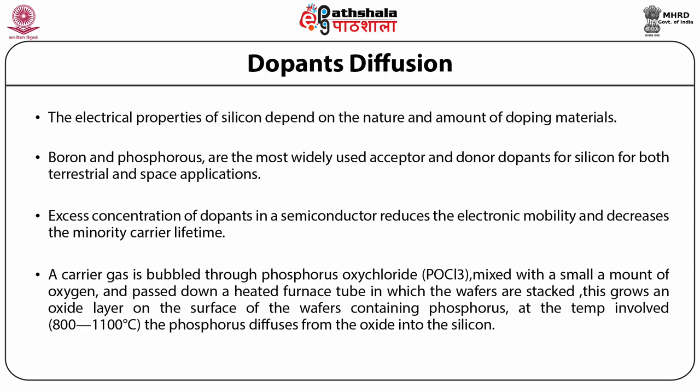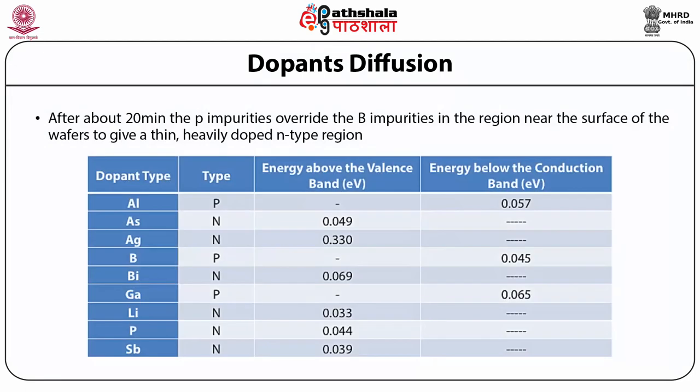This makes the silicon wafer N-type on the surfaces. So after about 20 minutes, the N-type impurities override the boron impurities in the region near the surface of the wafers to give a thin, heavily doped N-type region. After that, the oxide layer is removed from all sides except the front. This method is widely used to fabricate N-type and P-type silicon.